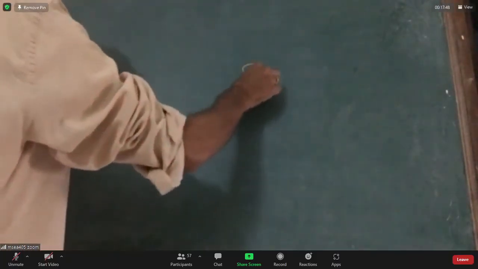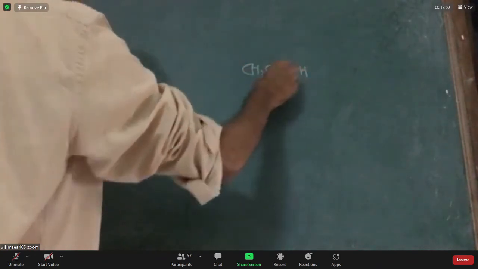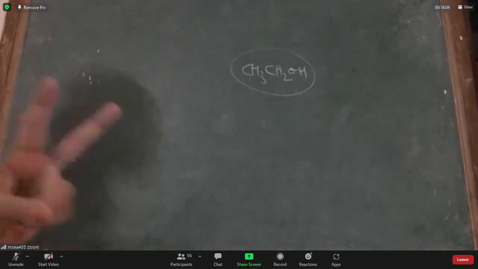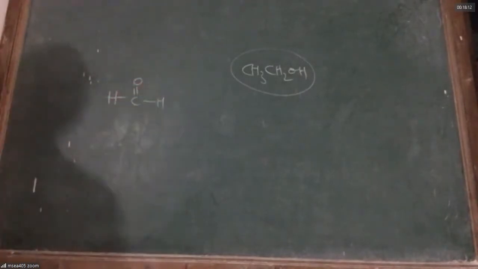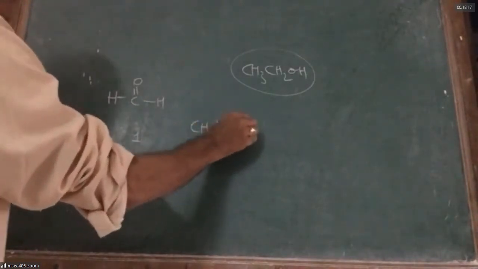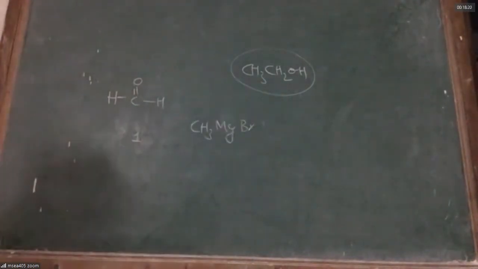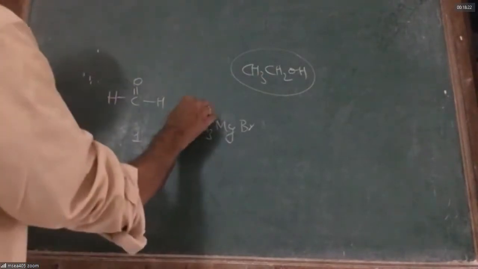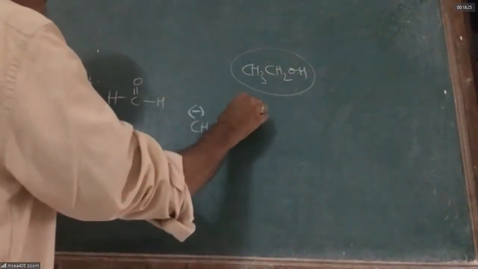Your target is to prepare ethanol. Ethanol has how many carbons? Two, sir. In order to make a primary alcohol that has two carbons, we always start from formaldehyde. So one carbon is there in formaldehyde, and the Grignard reagent will also have one carbon. In the Grignard reagent, as a rule, the carbon has a minus charge and the MgBr has a plus charge.